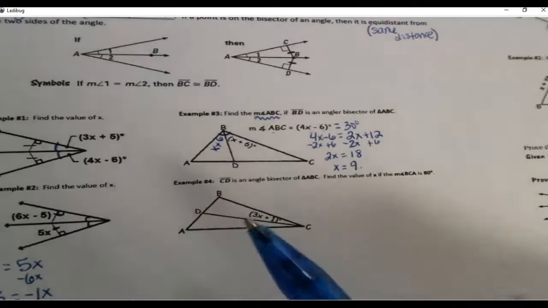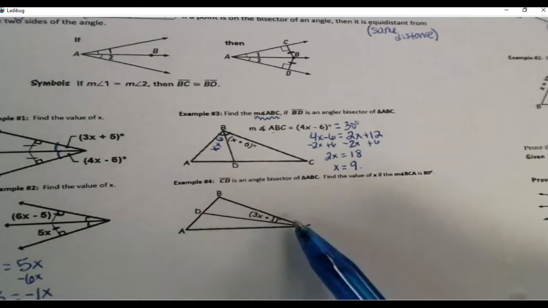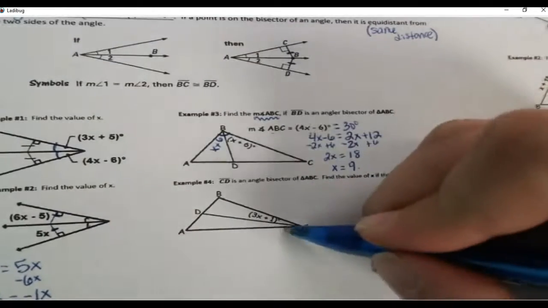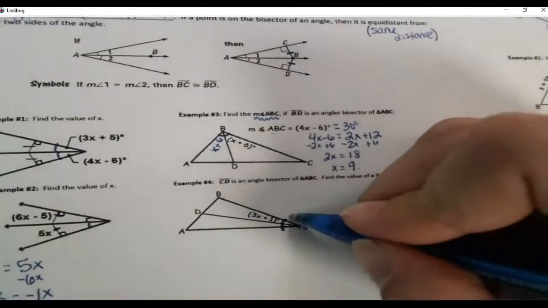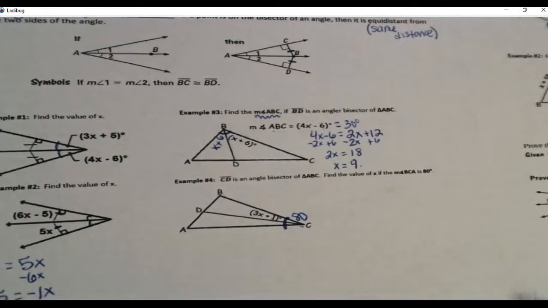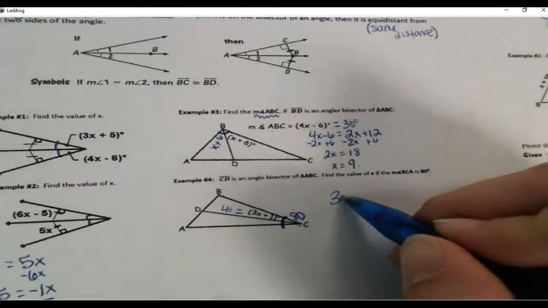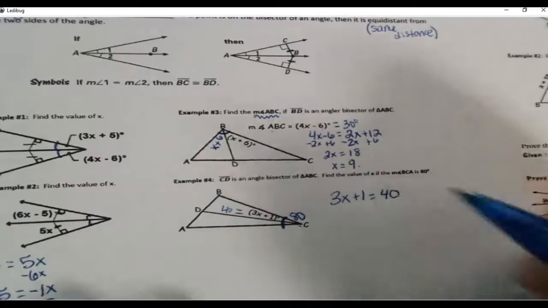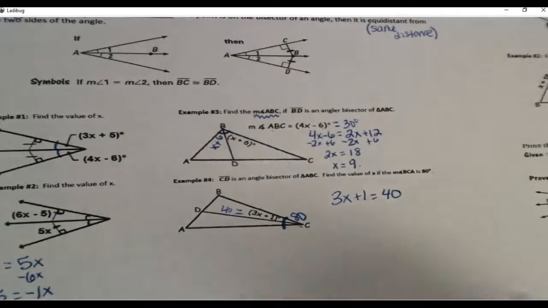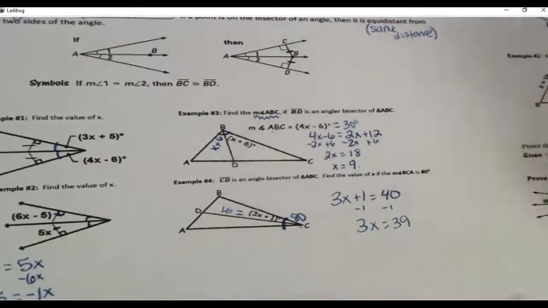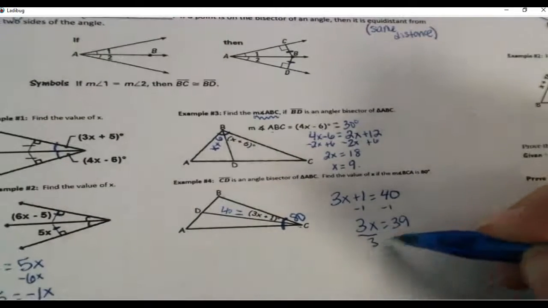Okay. So then example 4 says CD is the angle bisector of this triangle. We want to find x if the measure of BCA, so this whole thing, is 80. Well, if it's the angle bisector, the whole thing is 80. What's each side? 40, yeah. So then we can just say 3x plus 1 equals 40. So subtract the 1, gives us 39, divided by 3.